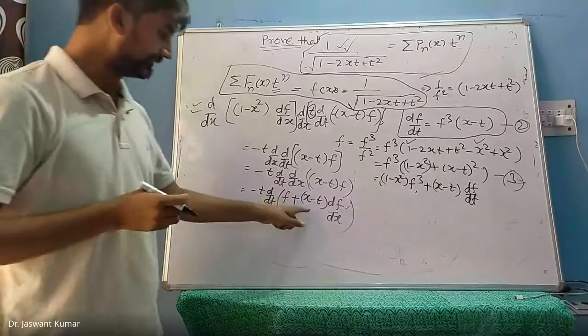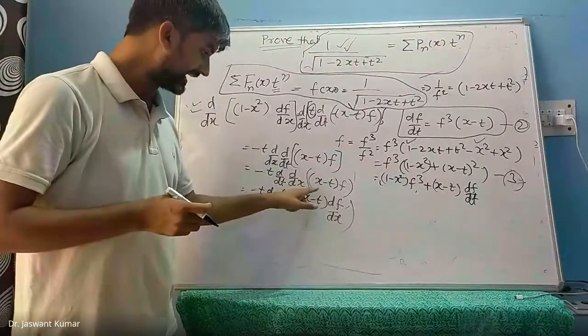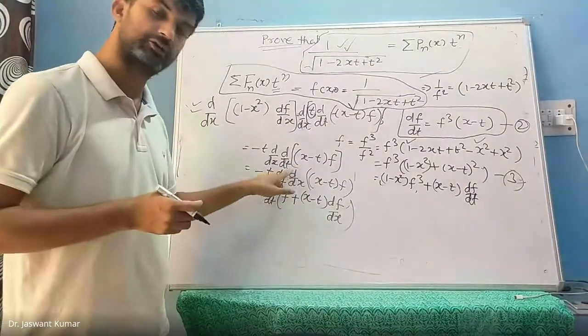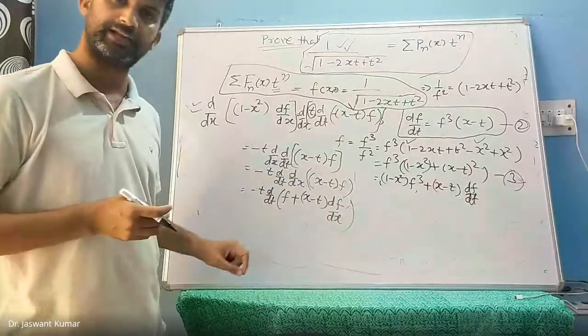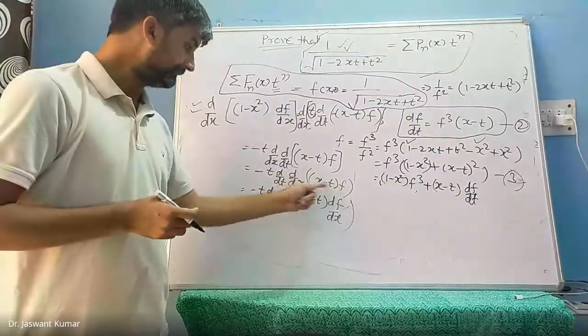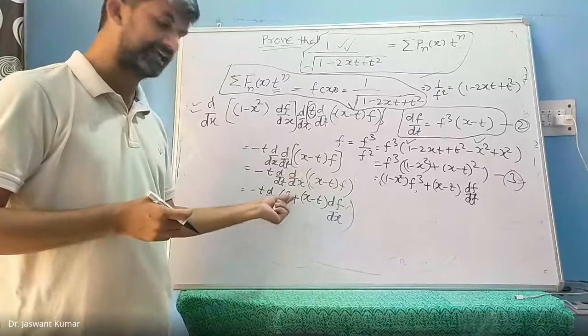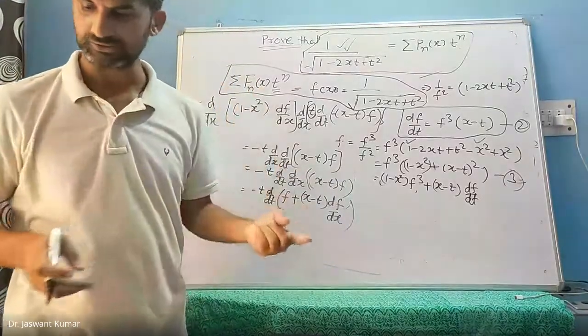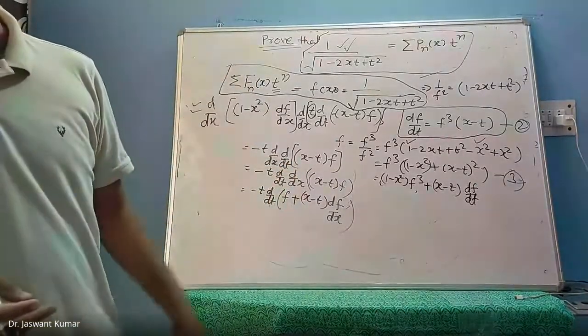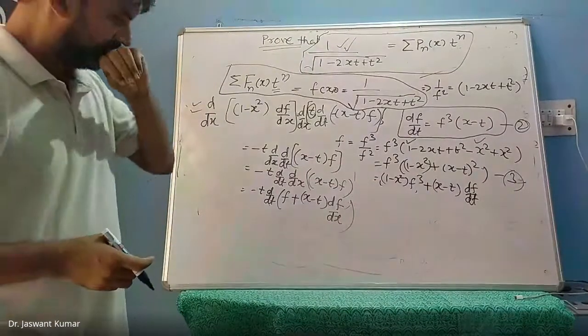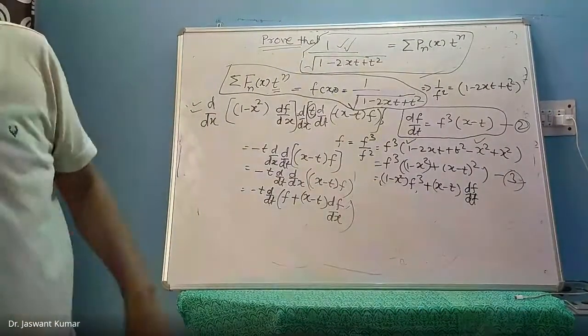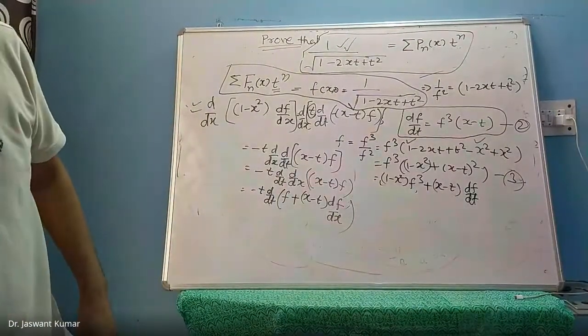Okay, so what will it be? This x minus t df by dx will come because of this d by dx acting on f, and then f times d by dx of x minus t, that will give you 1. So that is what we have obtained. Please solve this.